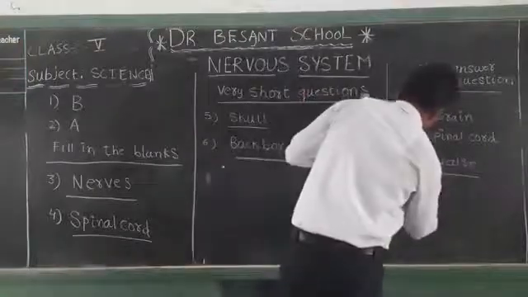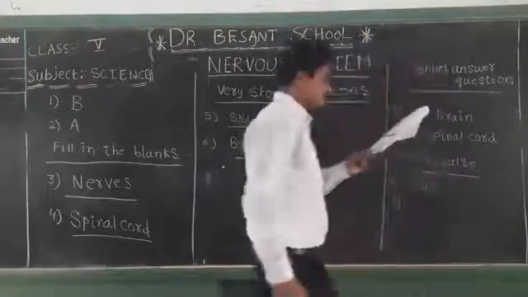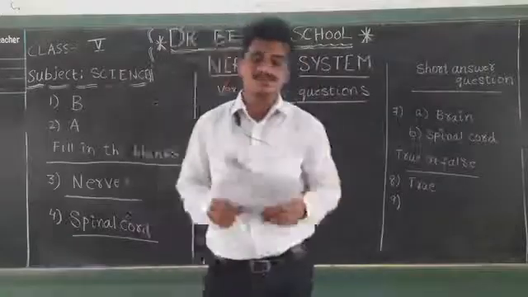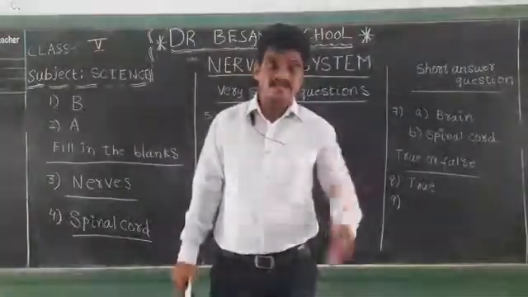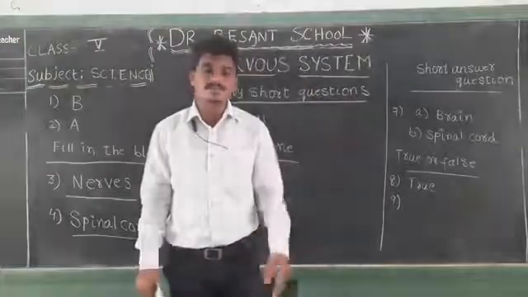Ninth one. The nerves carry messages from different parts of the body to the brain. Is it correct or not? The nerves that are present will carry information from different parts of the body to the brain.